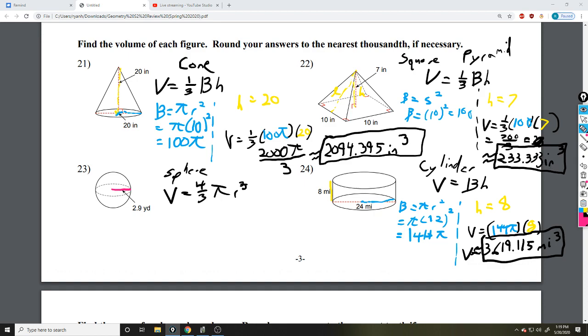So the radius is 2.9. Volume equals 4/3 pi times our radius cubed. So our radius here is 2.9. And now let's go to the calculator. I'm actually going to show this one because it's a little more complicated to put in a calculator.